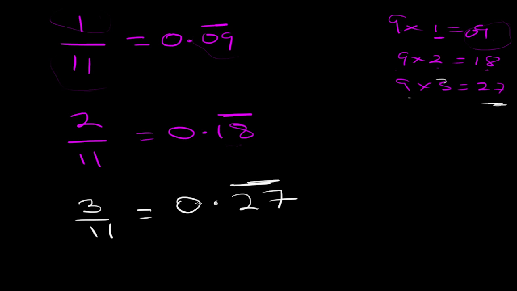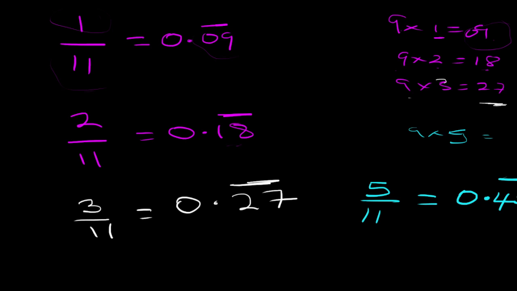And then let me write another one here. So when we have, let's say, 5 over 11, what do you think is going to be? What is 9 times 5? So this gives us 0.45 repeating. So that is another interesting repeating decimal that we have.